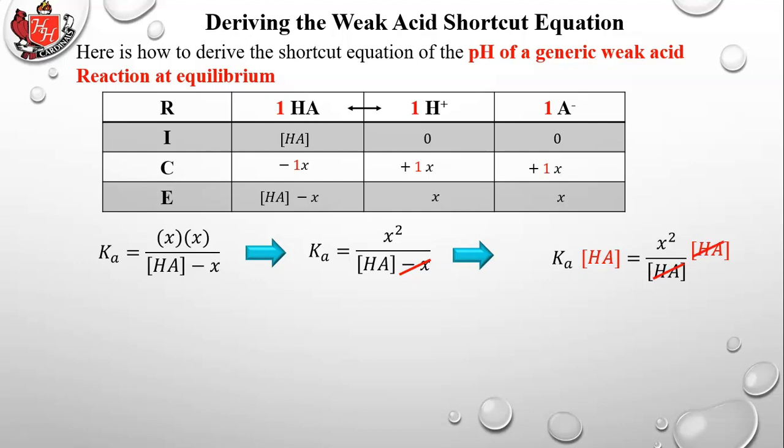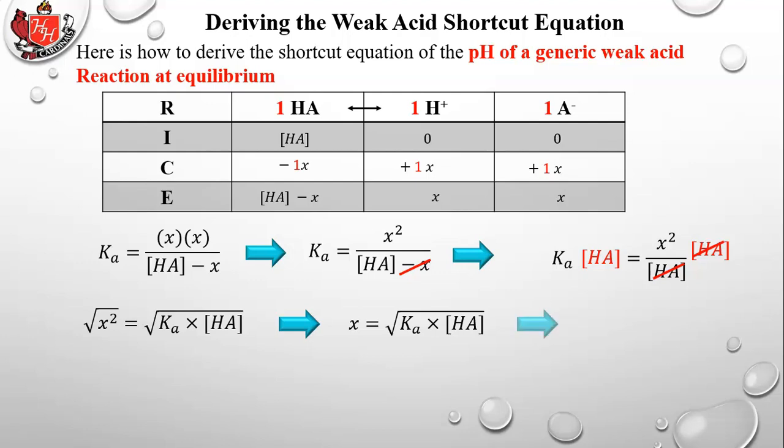Now I'm going to reverse the equation. I'm going to flip it around the equal sign, and I'm going to take the square root of both sides. I'm going to do both of those in the next step. So there you go. The X squared comes over to the left, and you take the square root of both sides. So now you have X equals the square root of Ka times HA, your original acid concentration.